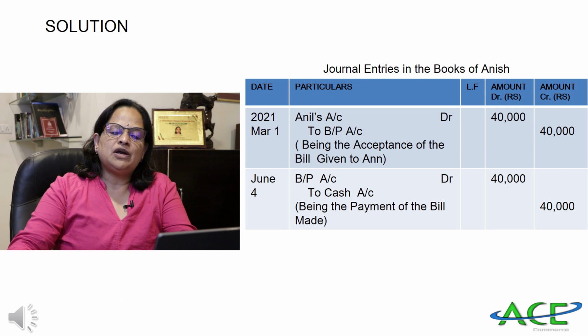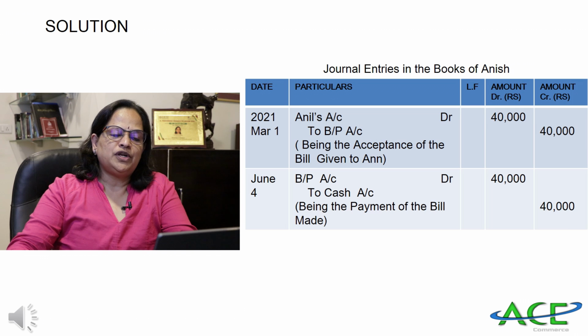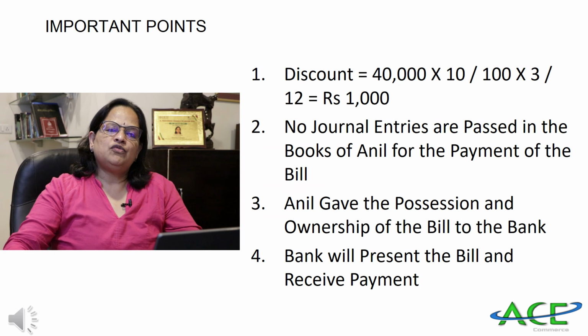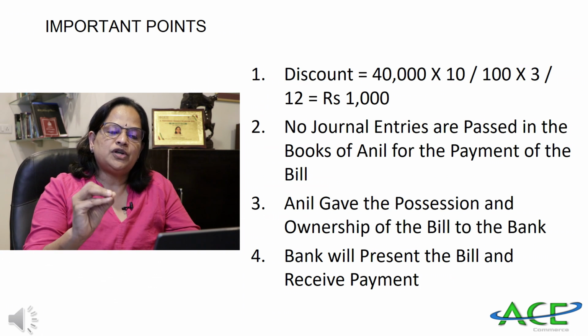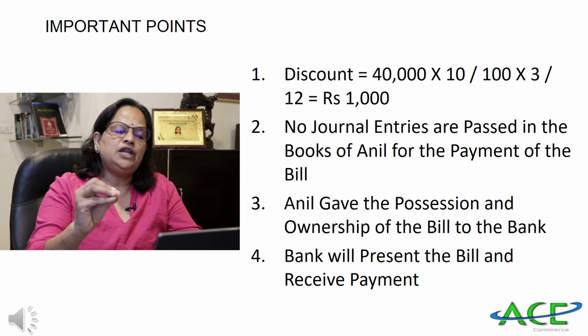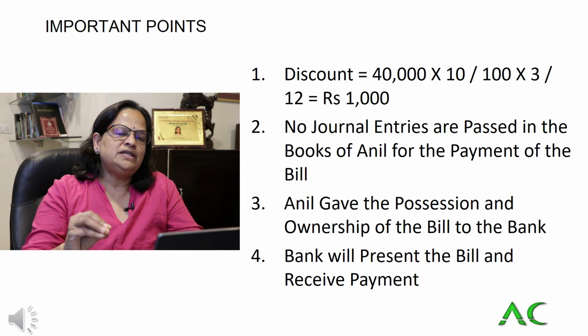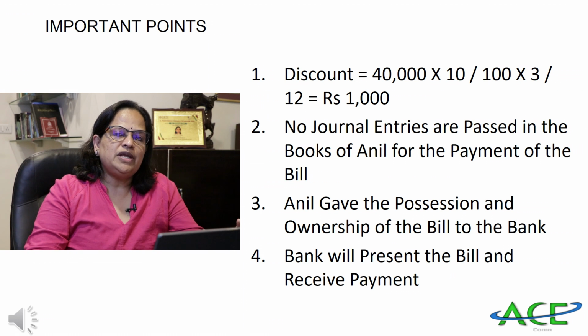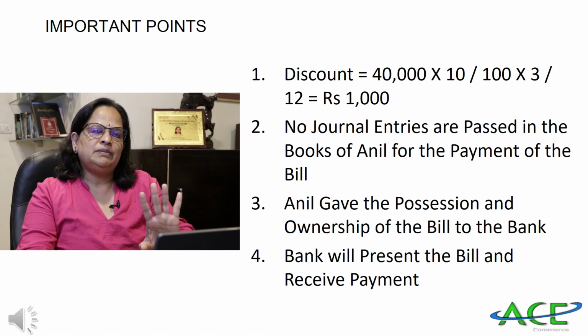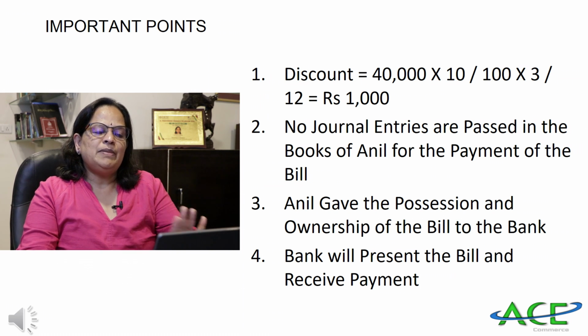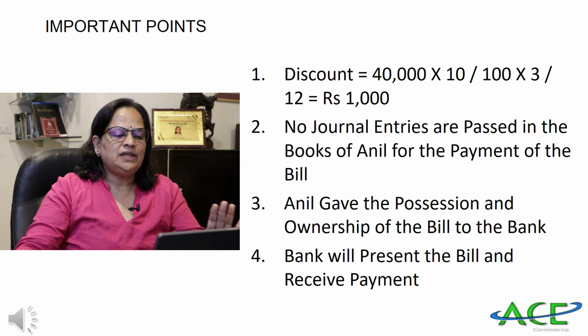So bills payable account debit 40,000 to cash account 40,000, being the payment of the bill made. The bill was paid on the due date. Now, how did you calculate the discount? 40,000 is the value of the bill. 40,000 into 10 by 100 into 3 by 12. See, on March 1st, the date of the bill itself, he is discounting with the bank. So 3 months. The period of the bill is 3 months. So 3 by 12 gives 1,000 rupees. That is how you are getting 1,000 rupees.